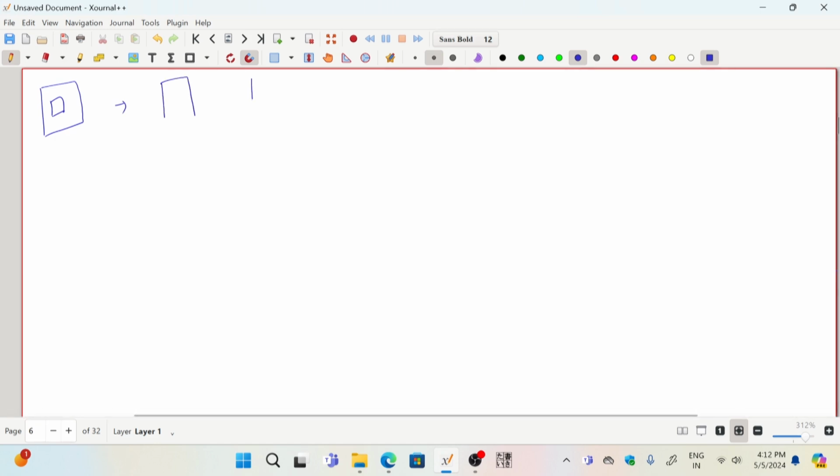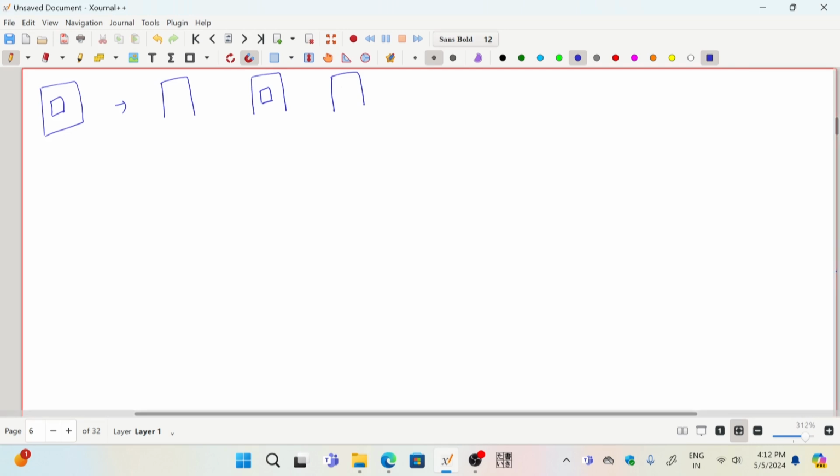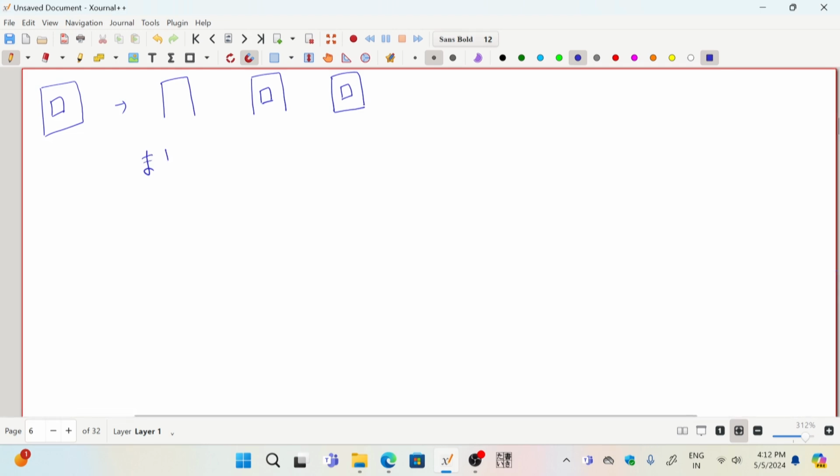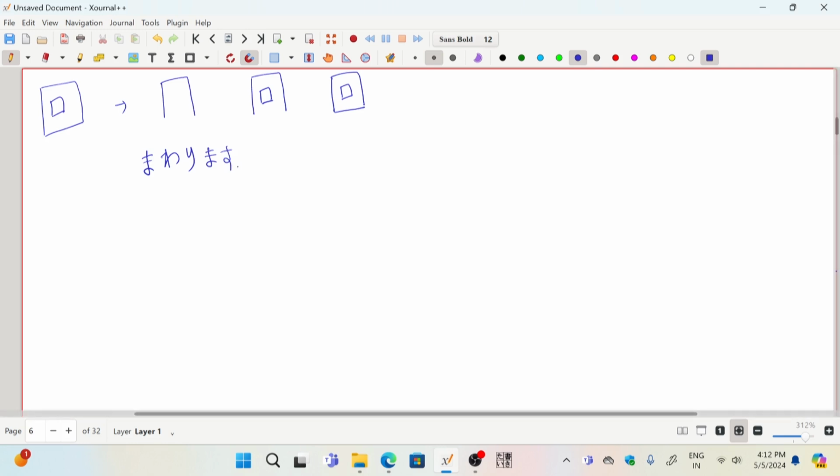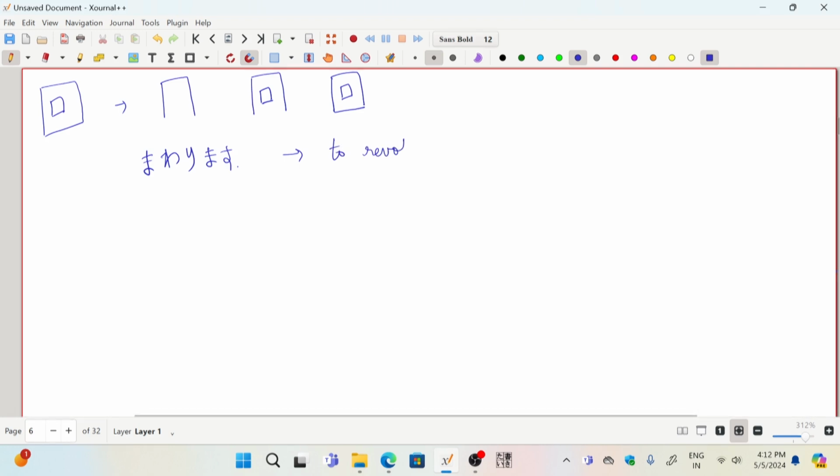Next kanji is mawarimasu. First, second. Then we will write the kanji of kuchi inside and then we will close it. This is the kanji of mawaru, mawarimasu. So mawarimasu means to revolve or to rotate.